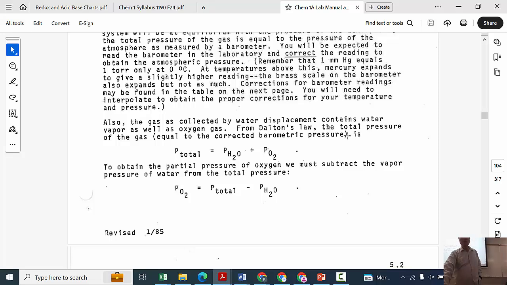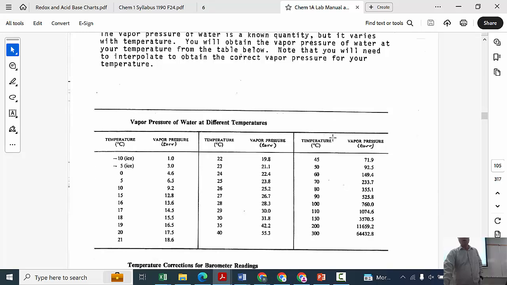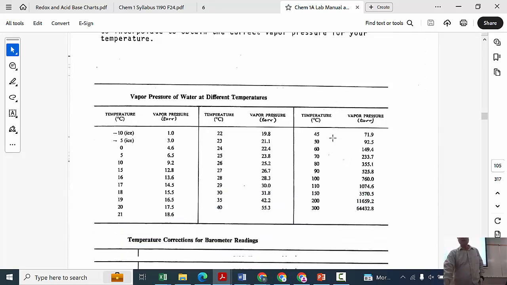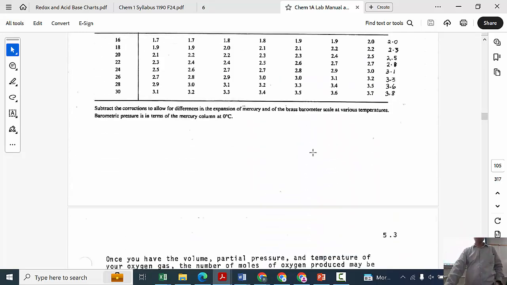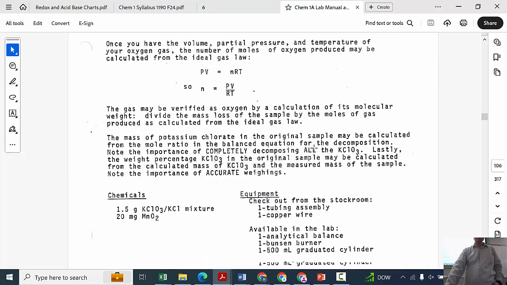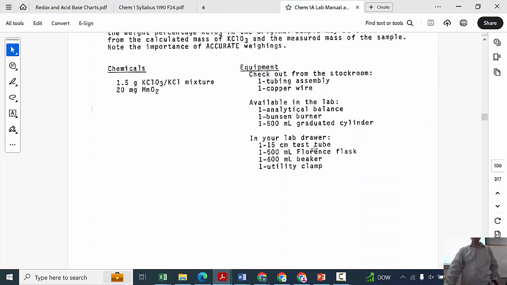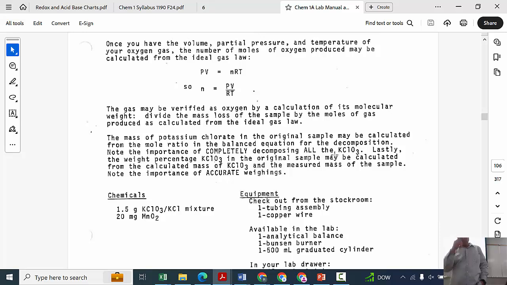And so this is kind of what we were looking at yesterday. But that's a Dalton's mixture. The first part of this lab is going to be an Avogadro's mixture. And so I'll talk about this when we start the lab on Monday. But take a look at it.